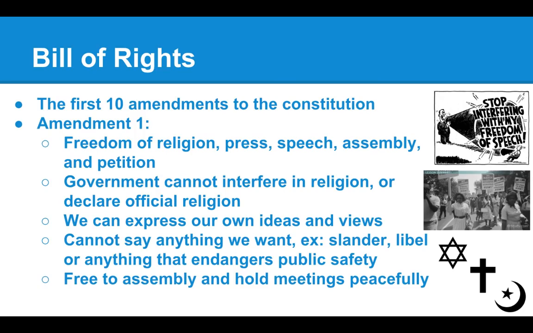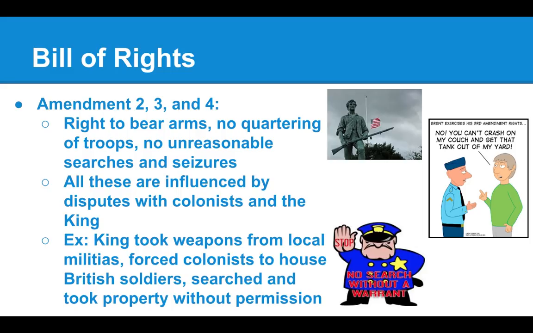So, did I get everything on there? Oh yeah, I did. Okay, amendments 2, 3, and 4. So, we've got the right to bear arms. That means the right to own a weapon. This was obviously very important to the colonists because they wanted to protect themselves from the British. No quartering of troops, that's Amendment 3. Remember, the British forced us to house soldiers in our homes, and we were like, no way, Jose. And so we made sure we added an amendment that you never have to house military in your home.